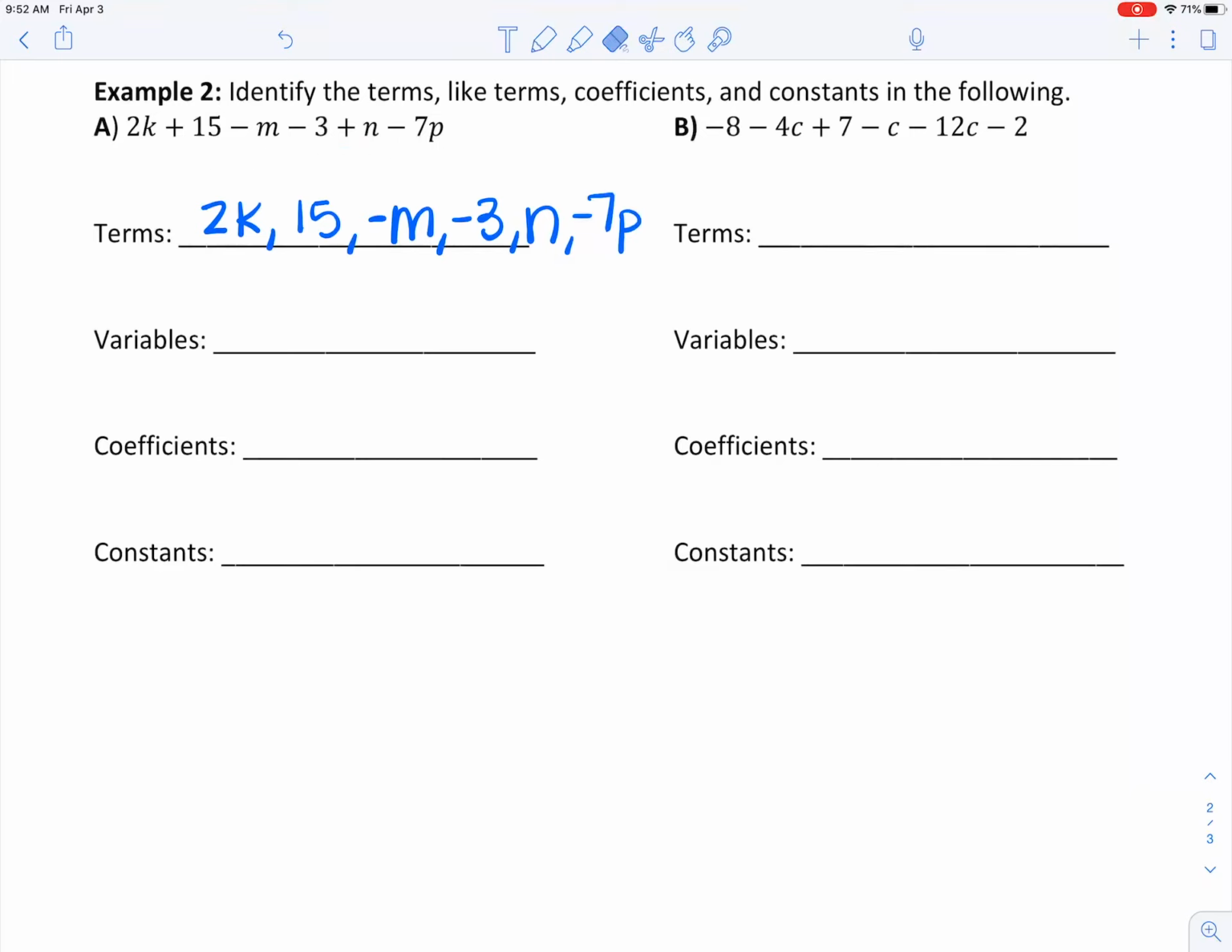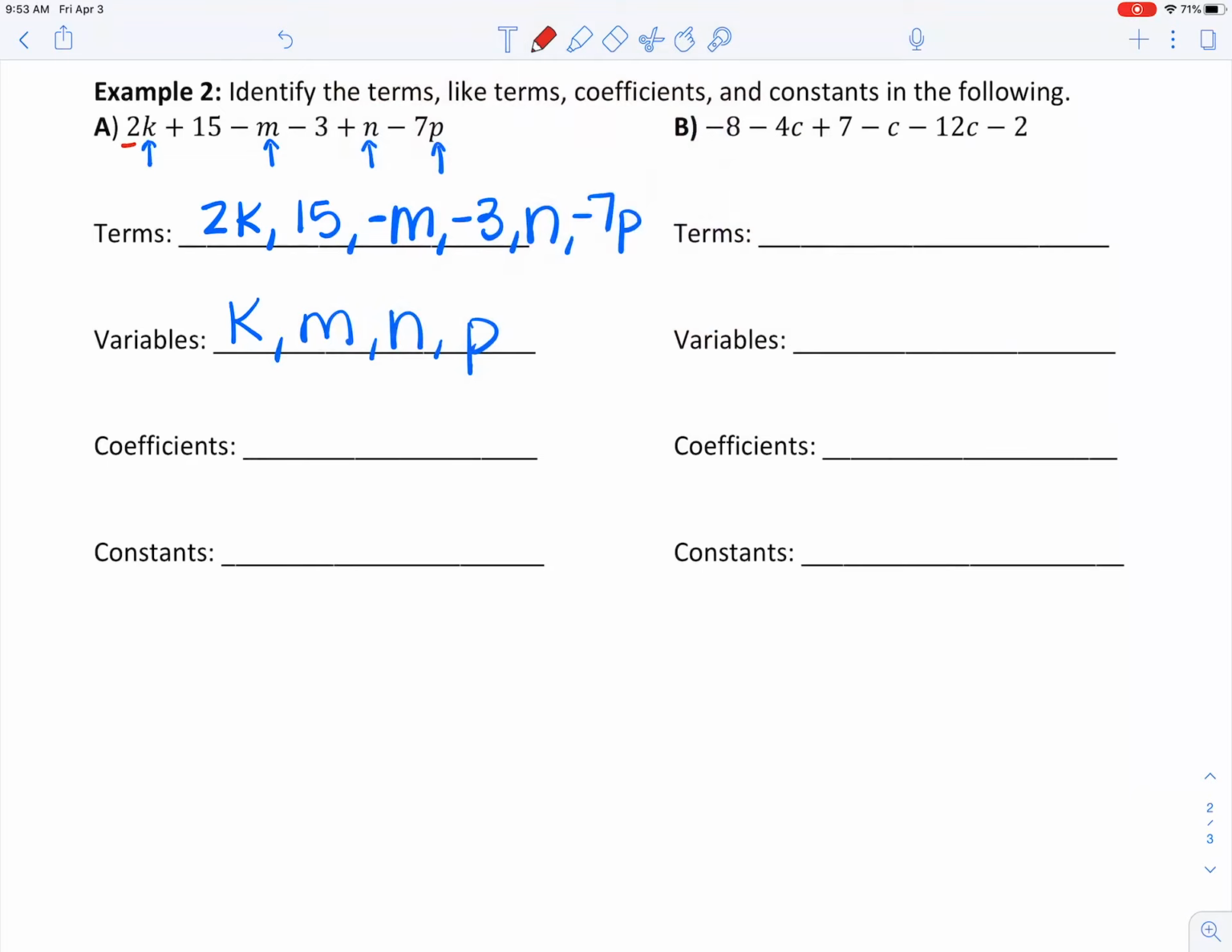All right, I'm going to write down all of the variables. So I'm going to look here and see where do I see the letters. All right, I've got a k, an m, an n, and a p. So I just write those down, k, m, n, and p. Coefficients, those are the numbers in front of the variables.